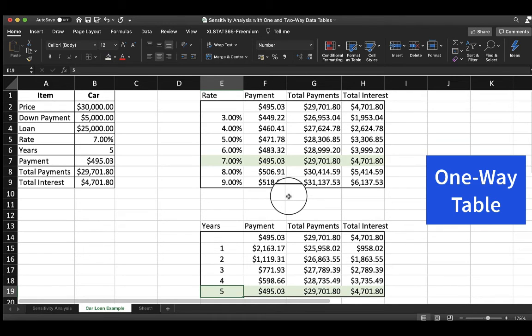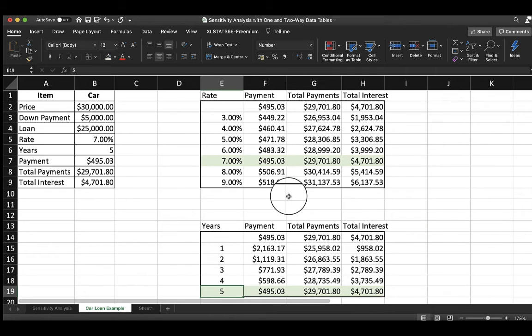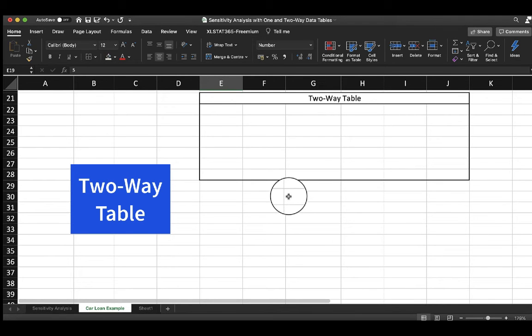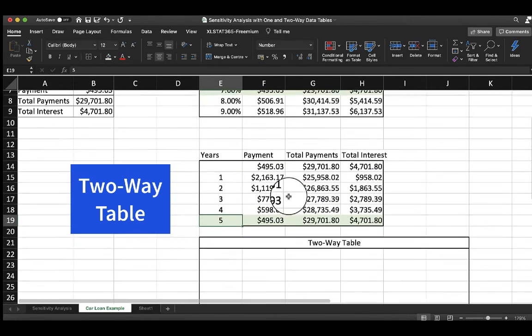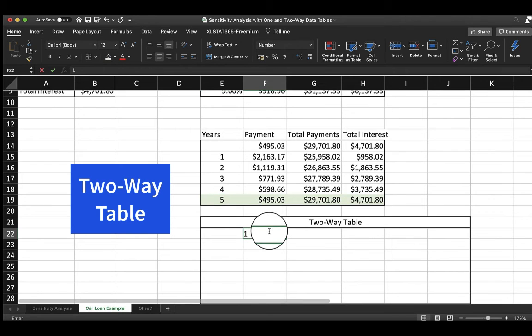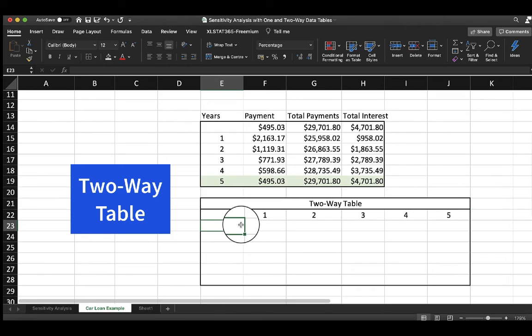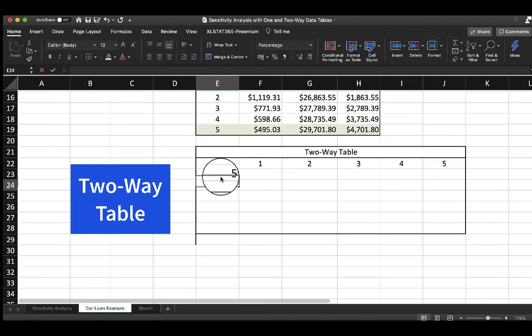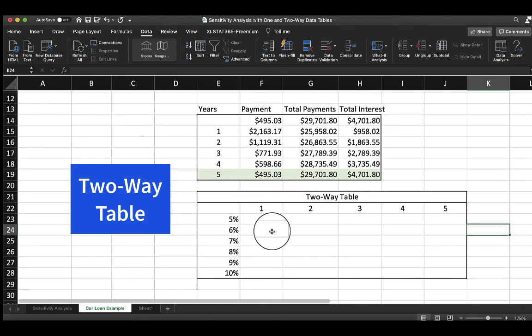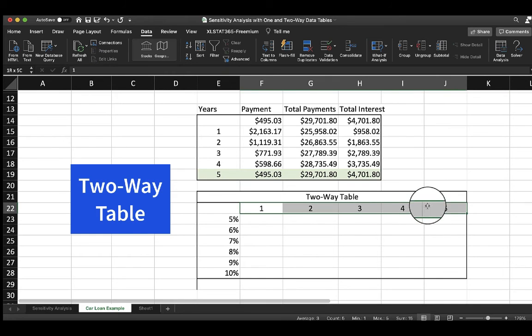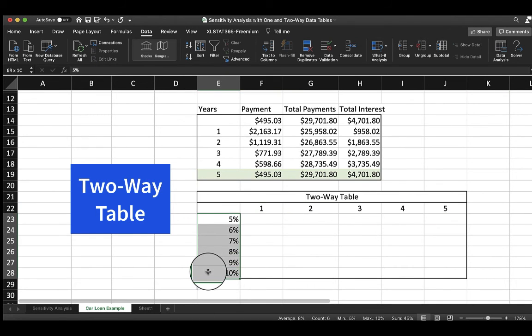Then it is also possible that we can use two inputs together and view their impact on one output. This is called a two-way sensitivity table. So I'll now take two inputs together. First, suppose I place years here, 1, 2, 3, 4 and 5. And I'll put the rates here. Rates are, suppose, 5, 6, 7, 8, 9 and 10%. Now you see here I have taken years on the row side and rates on the column side.